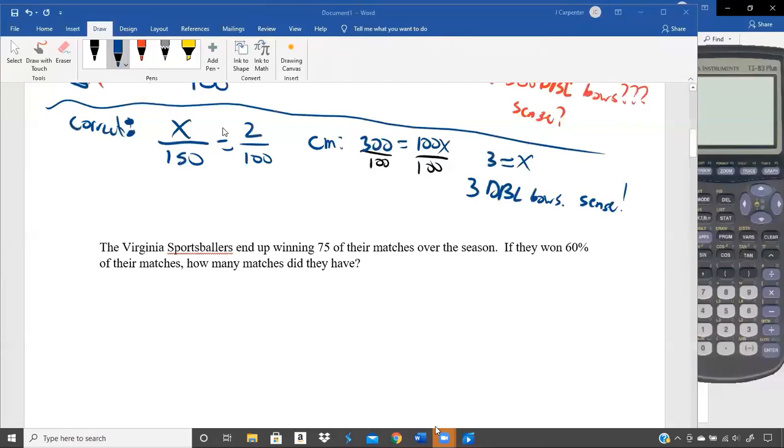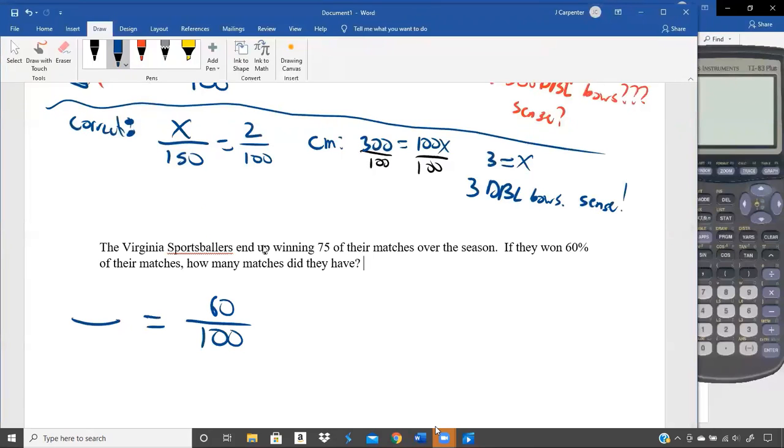All right, so same idea, fraction equal fraction, talking about percent. So one of the bottoms has got to be 100. The percentage is 60%, so the 60 goes there. So the sports ballers ended up winning. Sounds like the Washington football team, right? End up winning 75 of their matches over the season. How many matches did they win?